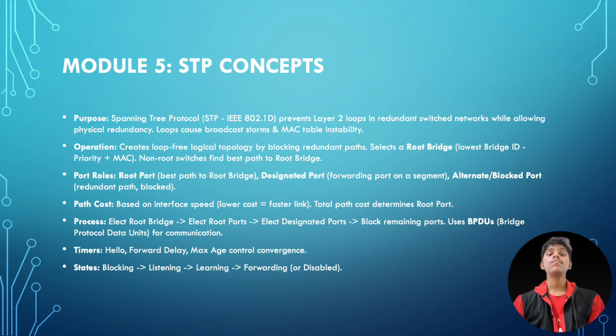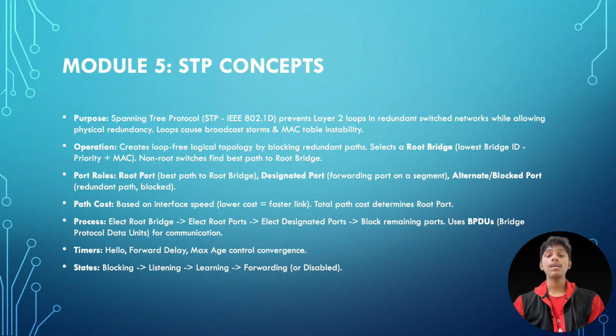So in the next module, module 5, it covers the Spanning Tree Protocol, that is STP. Why do we need it? Because redundancy is good. We often build networks with backup links between switches. The problem is that layer 2 Ethernet can't handle loops. They cause endless frame circulation called broadcast storms, crashing the network. And STP's purpose is to prevent these loops while still allowing the physical redundancy. It does this by logically blocking certain redundant paths.